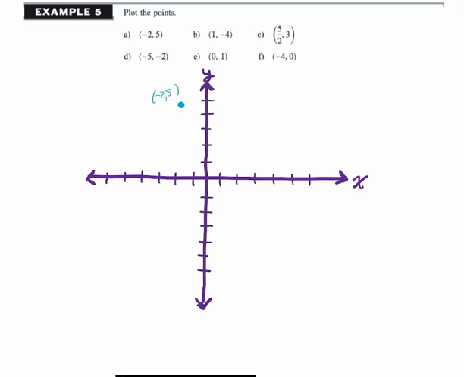-2, 5. So that was 8. For B, we have 1, -4. So now I would go to +1 in the horizontal distance and then down 4. So really I'm starting here on the axis and then going down 1, 2, 3, 4 and ending up there. So over 1, down 4. We can label the point.